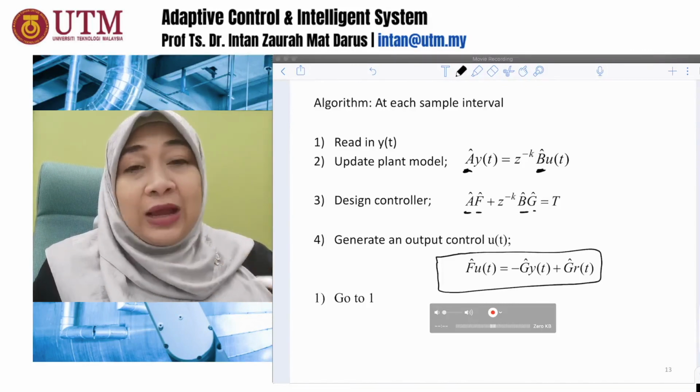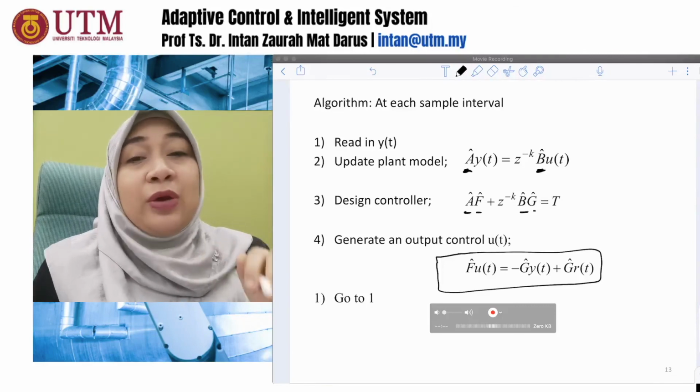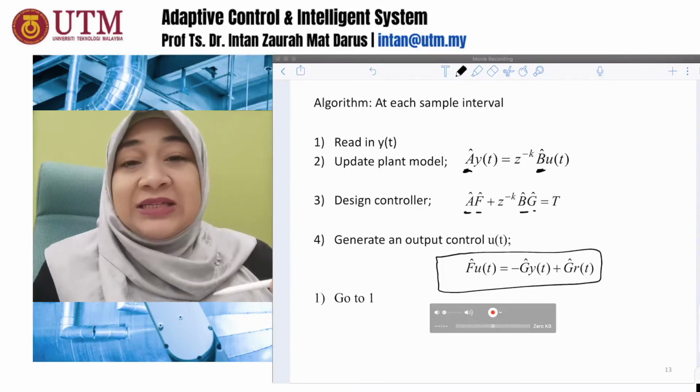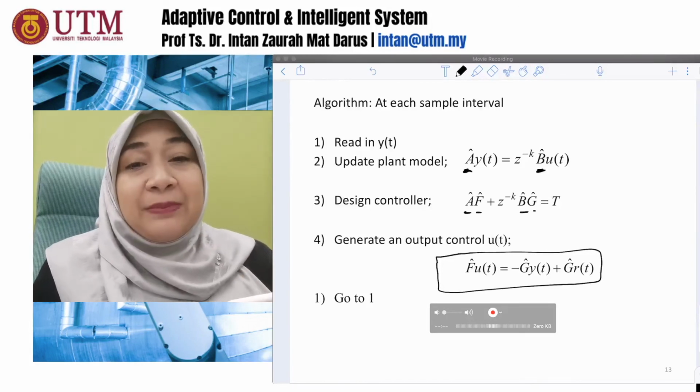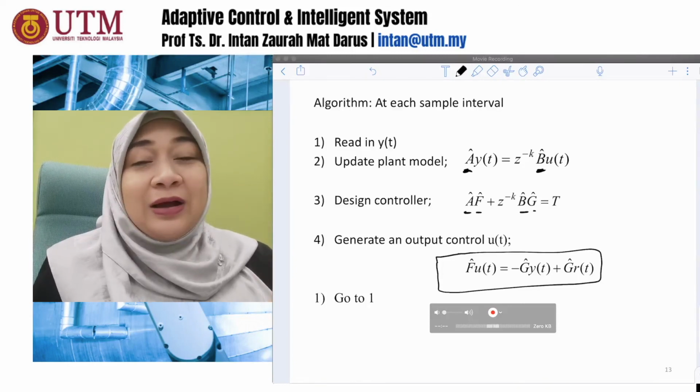As long as the parameters of your system change, the moment your recursive least squares detects these changes, it will immediately update your system all the time. You update your controller all the time. That is how you do your PID controller.